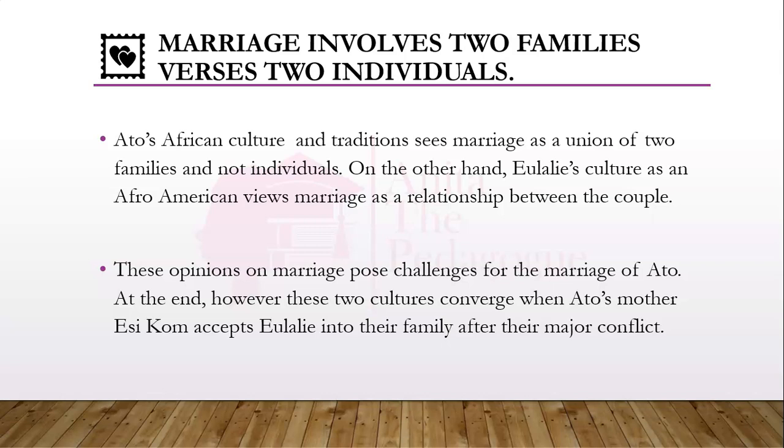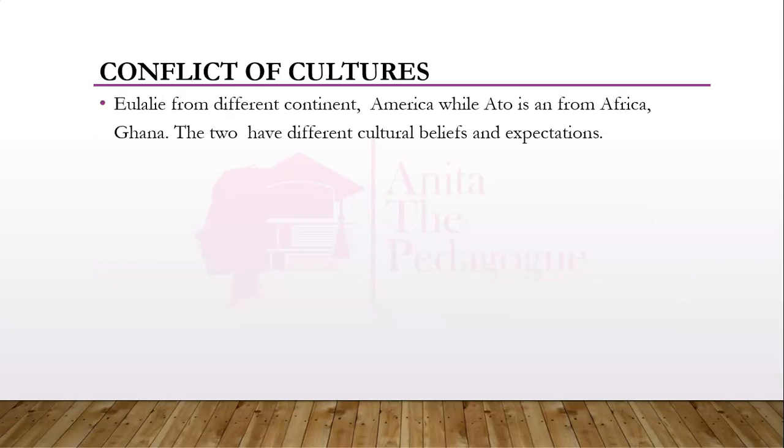The second theme is conflict of cultures. Now when we talk about culture, it is the way of life of a group of people. This comprises the way they eat or the food they eat, the clothes they wear, how they carry themselves. Oleli is from a different continent, the Americas, while Ato is from Africa, a Ghanaian.